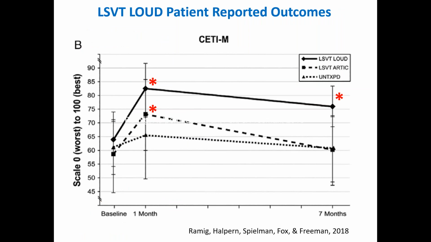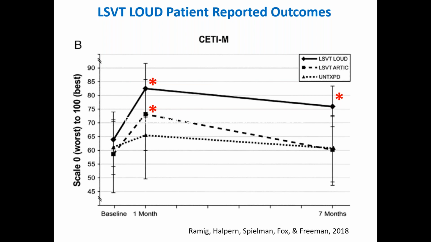This chart shows you LSVT LOUD patient-recorded outcomes. So this was measurements of communication effectiveness. The solid line is the LSVT LOUD group, the dashed line is the group that received the articulation treatment, and the small dots are the group that was untreated. This is individuals rating themselves pre and post treatment in terms of overall communication effectiveness.